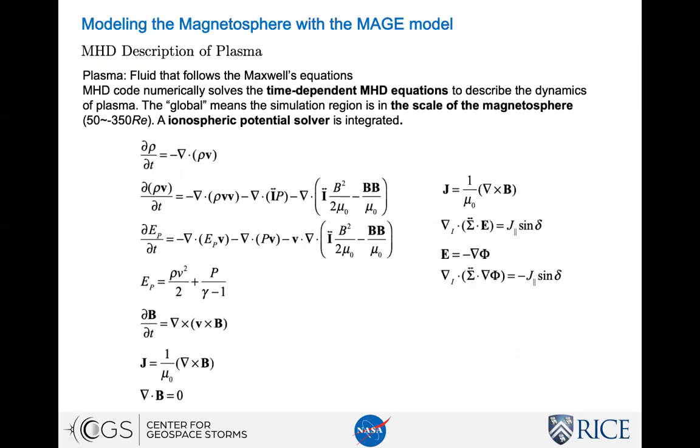Under the MHD approximation, we can treat the plasma as a fluid that follows Maxwell's equations, and our MHD code solves the time-dependent ideal MHD equations, and the ionospheric potential solver here is tightly coupled to the MHD code. It solves the Poisson equation with the field-aligned current calculated at the earthward boundary of the MHD code. And in turn, the solved electric potential will be the boundary condition that is fed back to the MHD.